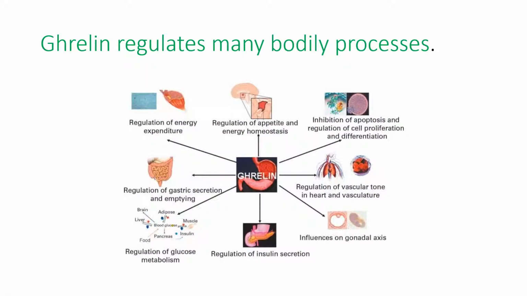As we can see here, this picture demonstrates some of the many bodily organs that ghrelin regulates. We discussed the top one, which was the appetite and energy homeostasis that it does, along with the regulation of other systems, the energy expenditure, glucose metabolism, insulin secretion, and also has effects on the heart, which we don't really discuss in this module, but that is also the case.